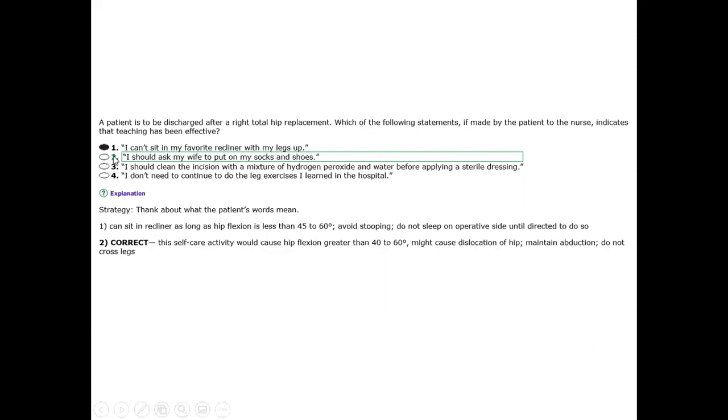Why do we choose number 2? I should ask my wife to put on my socks and shoes, because this self-care activity would cause hip flexion greater than 40 to 60 degrees, and the patient should avoid it, as it might cause dislocation of the hip. Also maintain abduction and do not cross the legs. It is very important to follow this after total hip replacement.